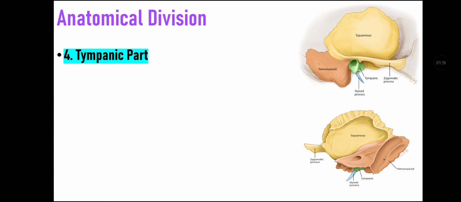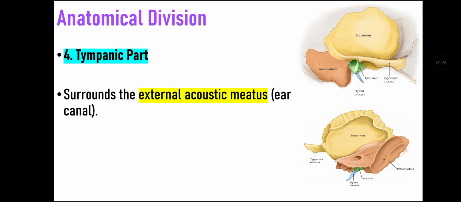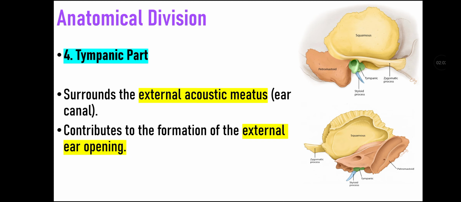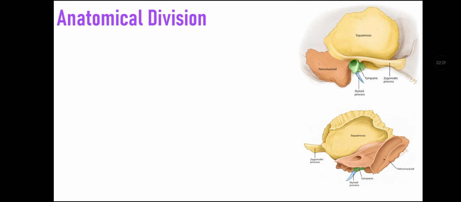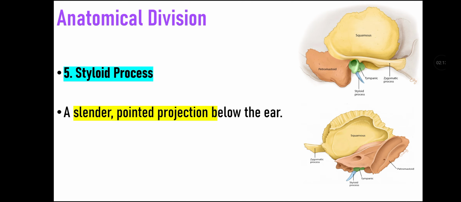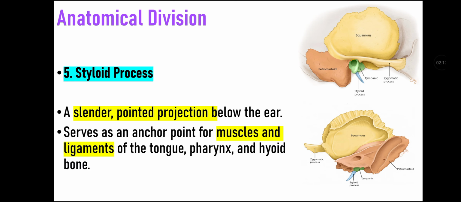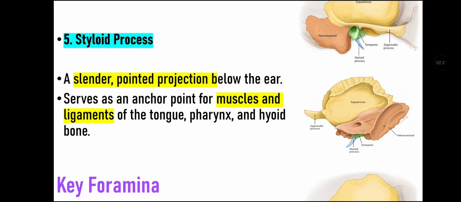Further talking about its anatomical part, it has tympanic part that surrounds the external acoustic meatus, that is ear canal. It contributes to the formation of external ear opening. It forms part of the wall of external auditory canal. Further talking about anatomical division, it has styloid process, that is a slender projection, a pointed projection below the ear. It serves as an anchor point for muscles and ligaments of the tongue, pharynx, and hyoid bone.